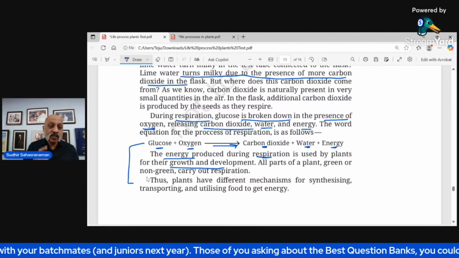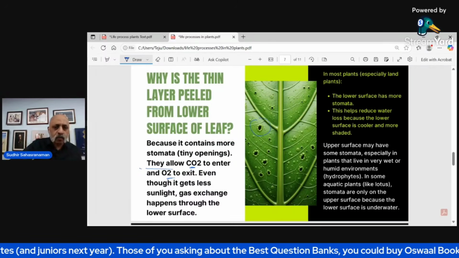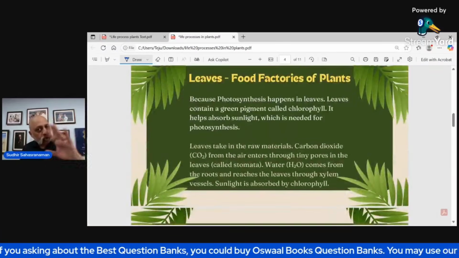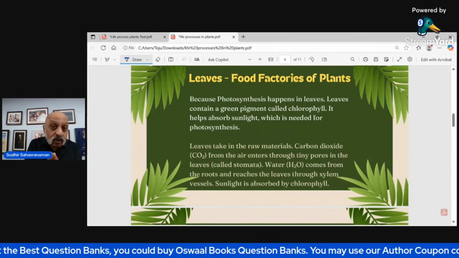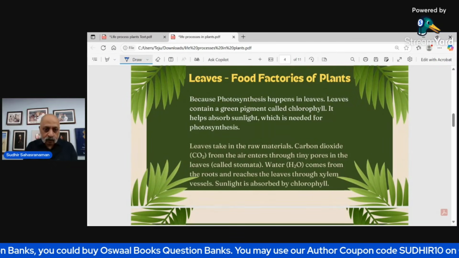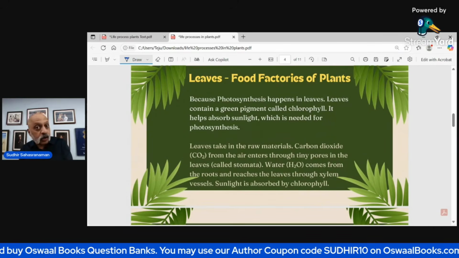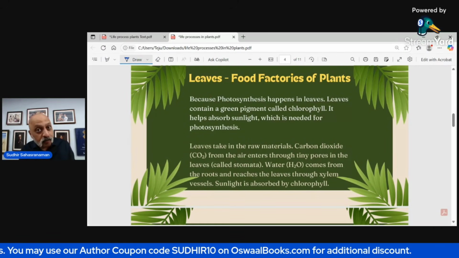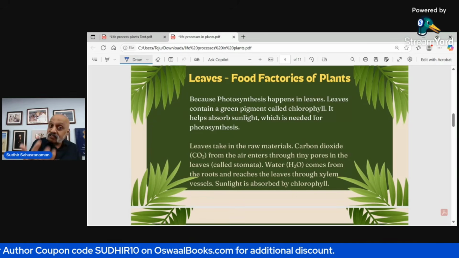So this is as far as respiration is concerned. You will understand this even more clearly. Now let me go back to the food factory part. Photosynthesis takes place. This is how you need to write your answer, which is why I said take the screenshot. The leaves contain a green pigment, chlorophyll. We have said that it helps absorb sunlight, which is needed for photosynthesis. We know that. Leaves take in the raw material.